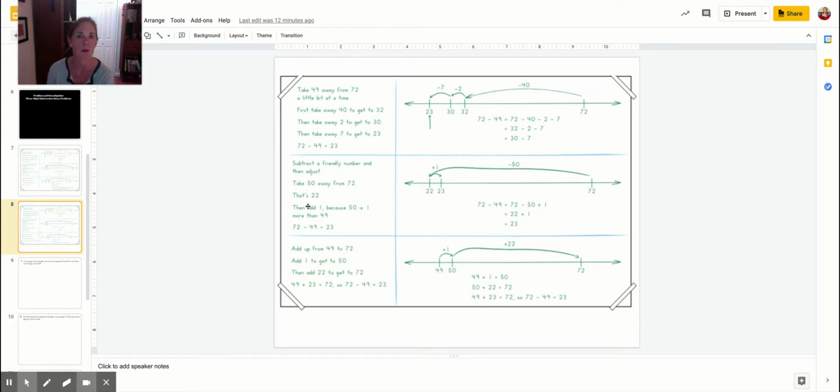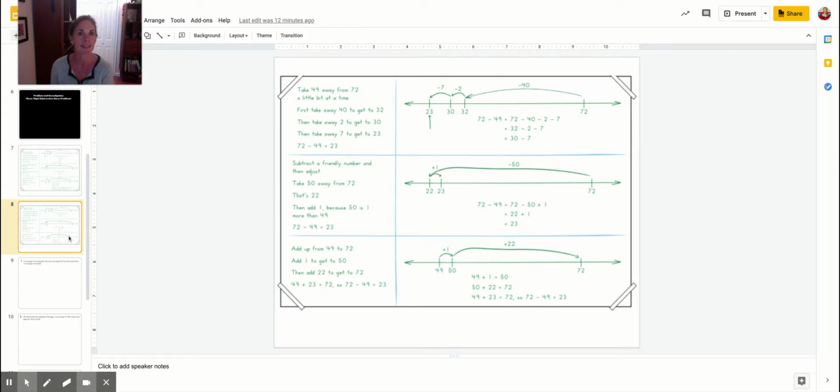This is a different problem. The way we would typically write it is 72 minus 49. So see if you can think through, how are these students working on these problems? Are they doing it as a subtraction problem, or are they doing it as an addition problem? These two charts might be helpful for you today as you do this work.